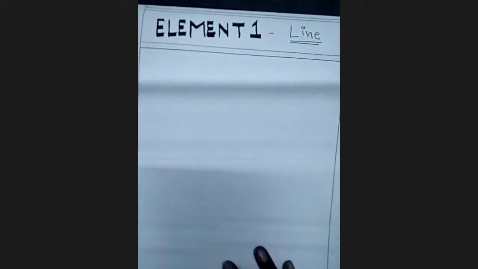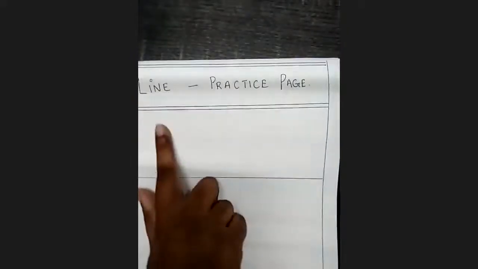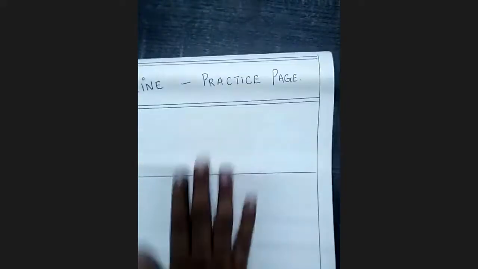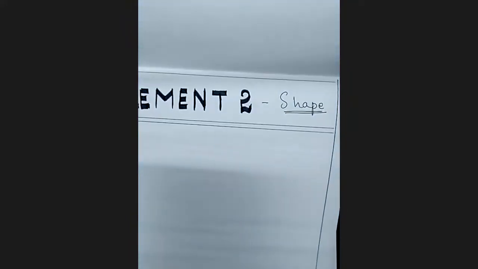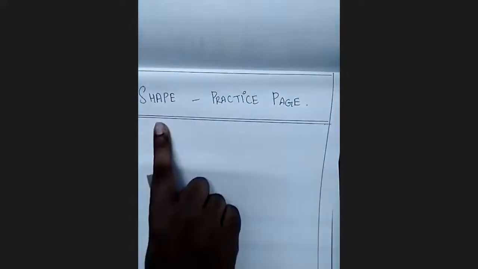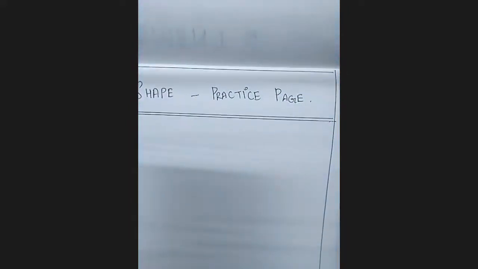Tomorrow we'll be filling this up. On the next page, I want you to write line, practice page, and leave this blank. Now the third page is going to be completely blank with just a border. Similarly, you will do this for element 2, shape. Next, you will have shape, practice page, leave that empty. Then you will have a completely empty page, which will have nothing but the border.